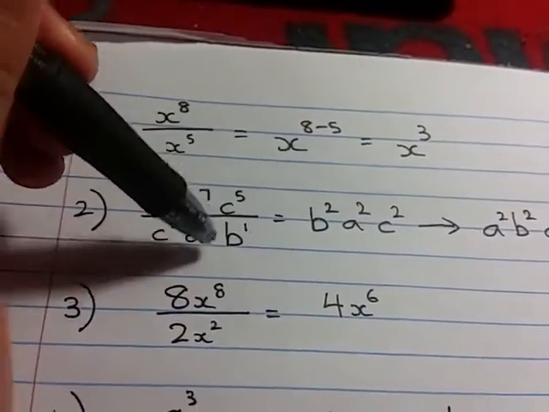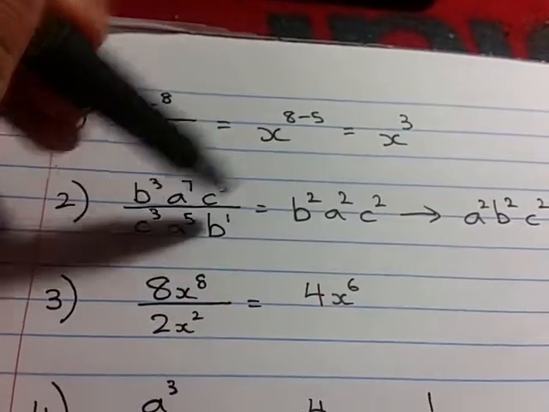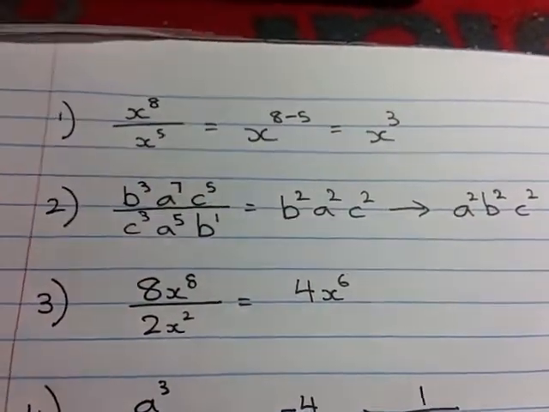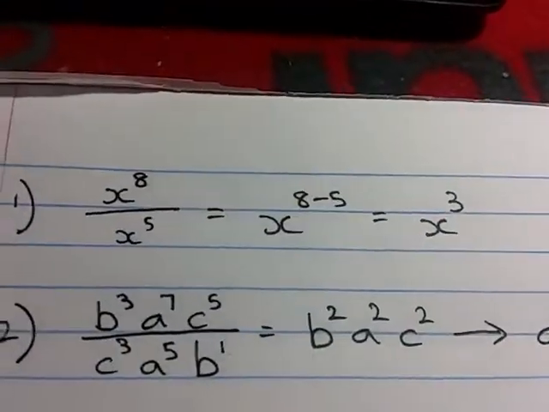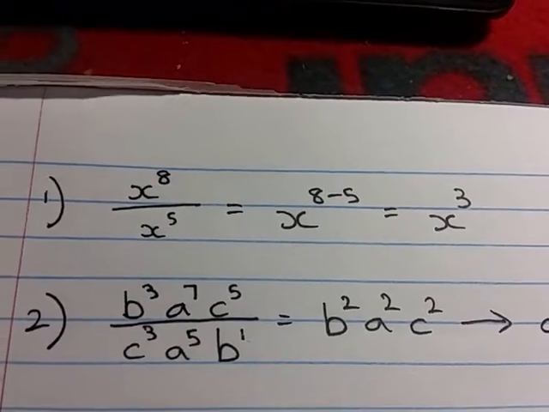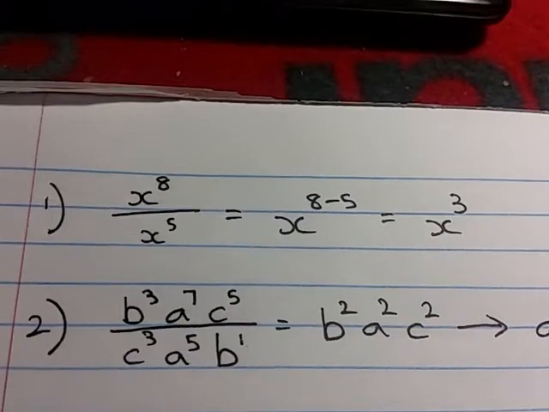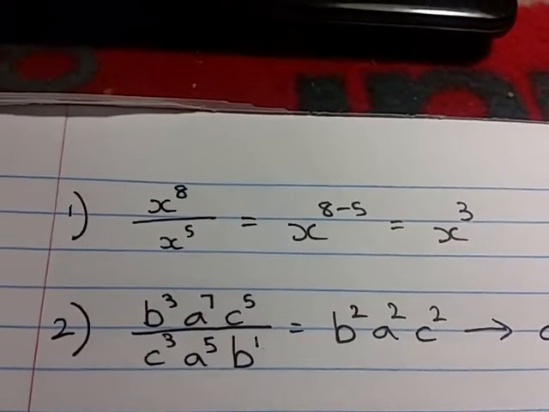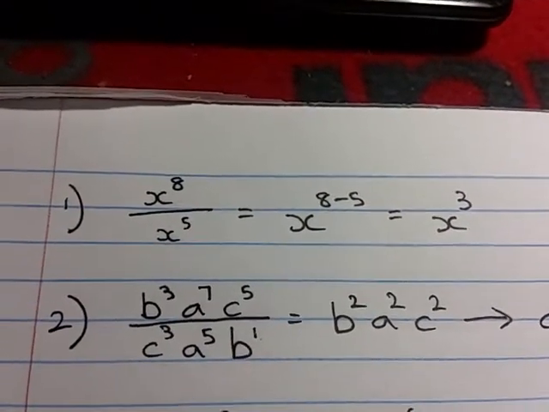A to the 7 divided by A to the 5. 7 minus 5 is 2. So it gives you A to the 2. And C to the 5 divided by C to the 3 gives you C to the 5 minus 3, giving you C to the 2.